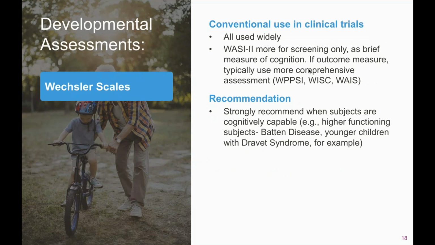Again, they're used very widely, clinically, academically, and in clinical trials. Generally speaking, the WASI is chosen as a screening measure. It is a brief IQ. So it's not chosen particularly commonly as an outcome measure, but if you're looking to screen for IQ level, the WASI is generally the go-to. So we do strongly recommend the Wechsler scales, generally speaking, when individuals are high enough functioning to complete them.